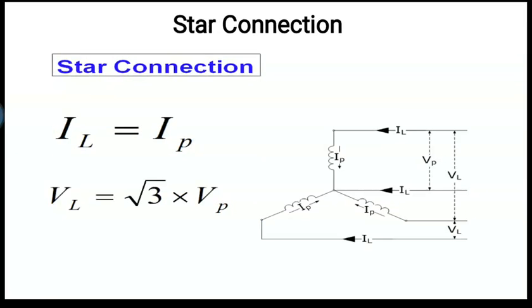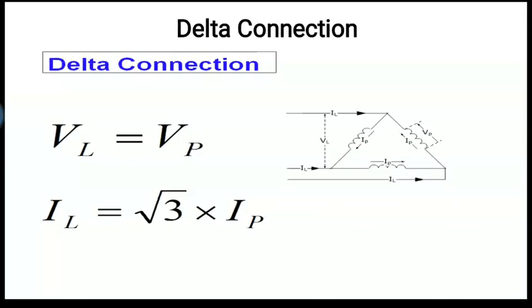VL is equal to root 3 into VP. Okay, so these formulas are very important from the exam point of view. Sometimes they ask only the relation between line current, phase current, line voltage and phase voltage for star and delta connection. You just have to write these 4 lines and you will get 4 marks.